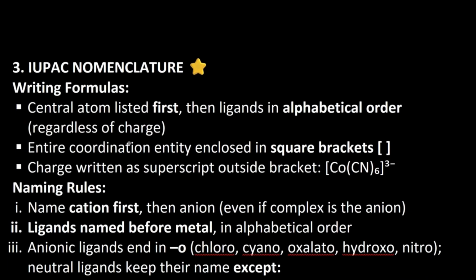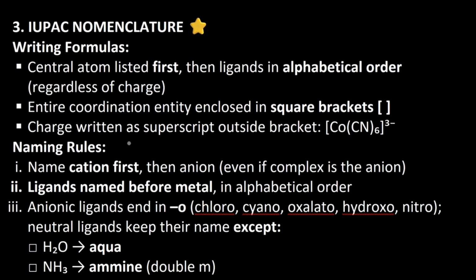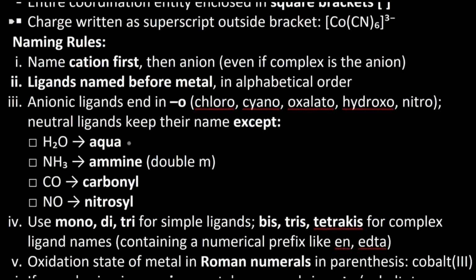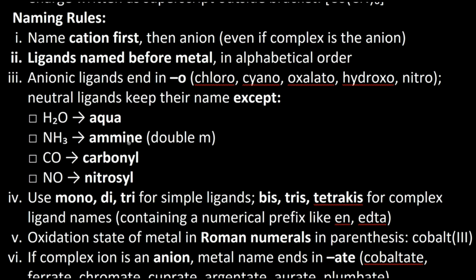Okay, then we have IUPAC nomenclature. Here you have to remember a few things. First, you need to concentrate on the positive part of the complex, whether it is outside the sphere or the sphere itself. But you have to concentrate on the positive part first. Then the entire coordination entity is enclosed in square brackets and the charge written in the superscript. Cations first, ligands named before the metal.